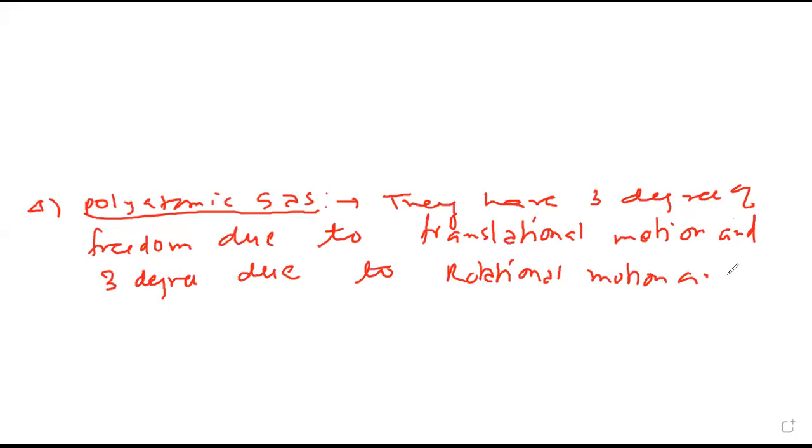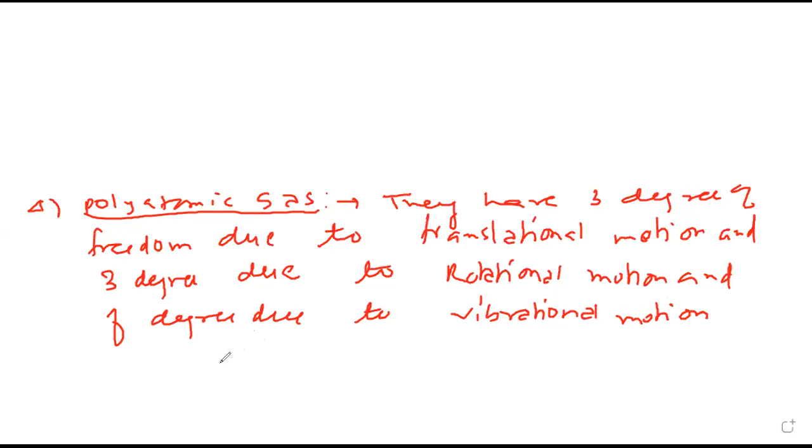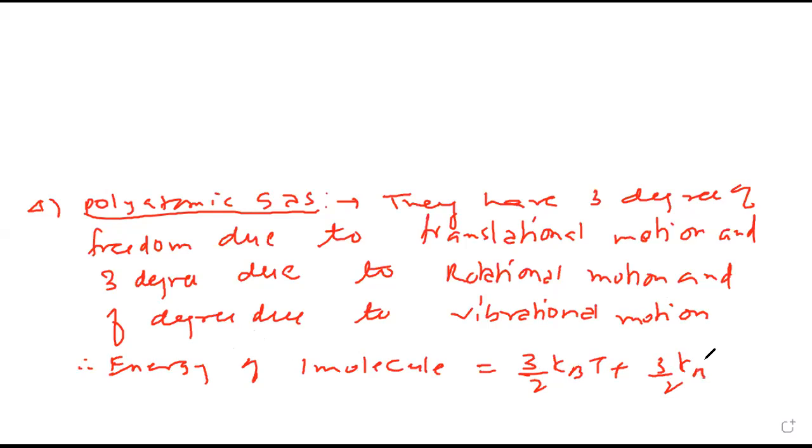And this time how many vibrations will they have? We don't know because there are n number of molecules. So we'll say F degrees of freedom due to vibration. Because how many ways they are vibrating we cannot predict, since it is more than 2 gas molecules. Therefore, energy of one molecule will be 3/2 kBT plus 3/2 kBT plus F kBT.